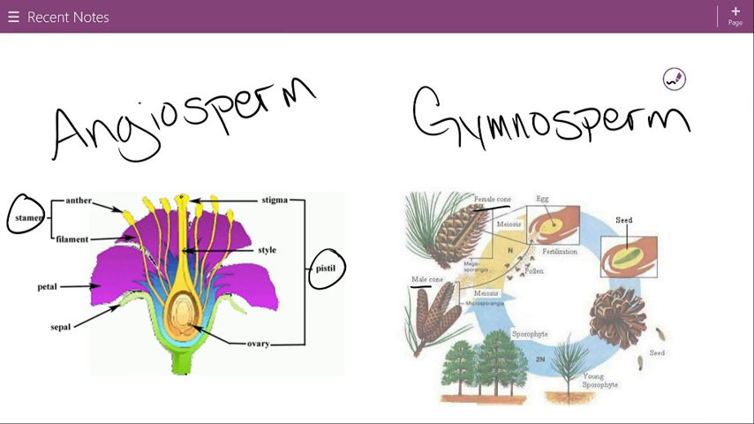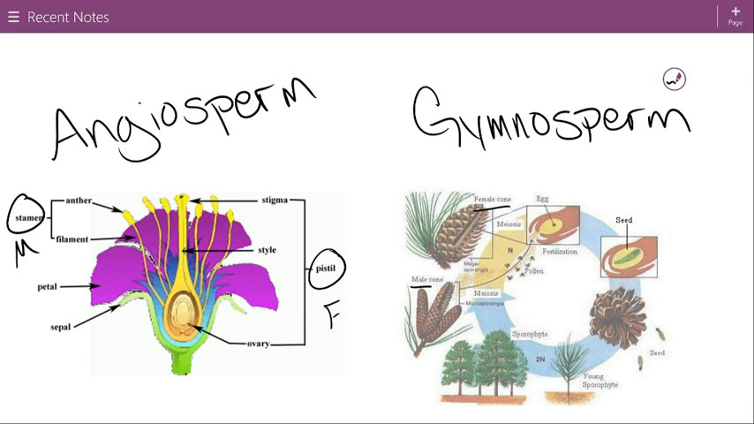In an angiosperm, it's all contained in the same flower, but we have the pistil, which contains all the female tissues, and then we have the stamen, which contains the male tissues.